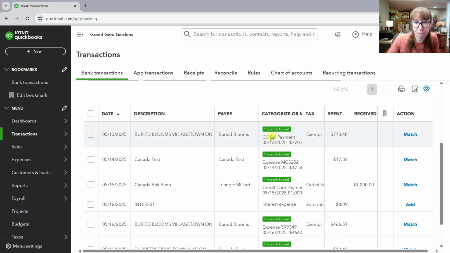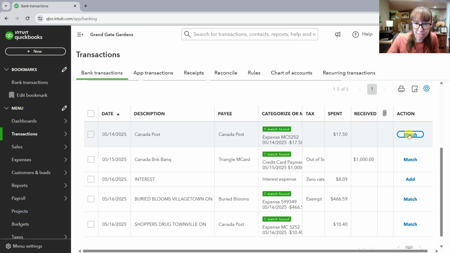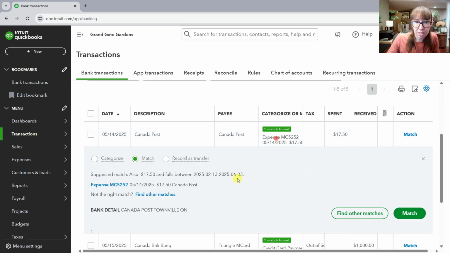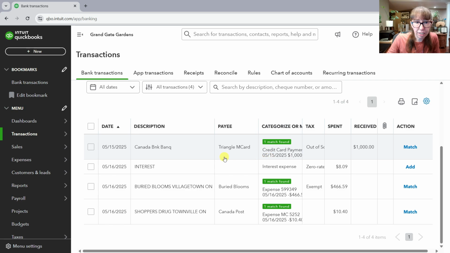When I do my bank feed matching, I look at the date as well as the name of the entry. So the date is May 13th. Our entry says it's Buried Blooms. It says Buried Balloons in the description, and the date's May 13th. So I feel confident. I'm going to go ahead and match that. Here's Canada Post, same idea. We can see that it says Canada Post from the bank detail, and we can see that it's the May 14th match. May 15th, we put that credit card payment in there.